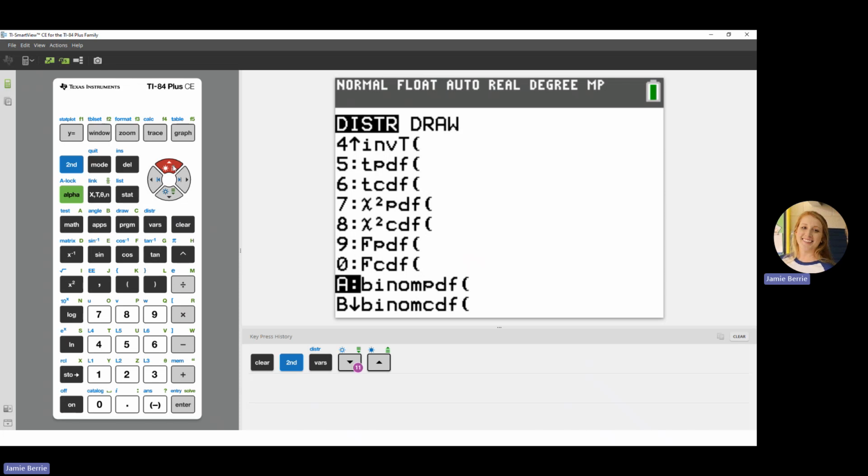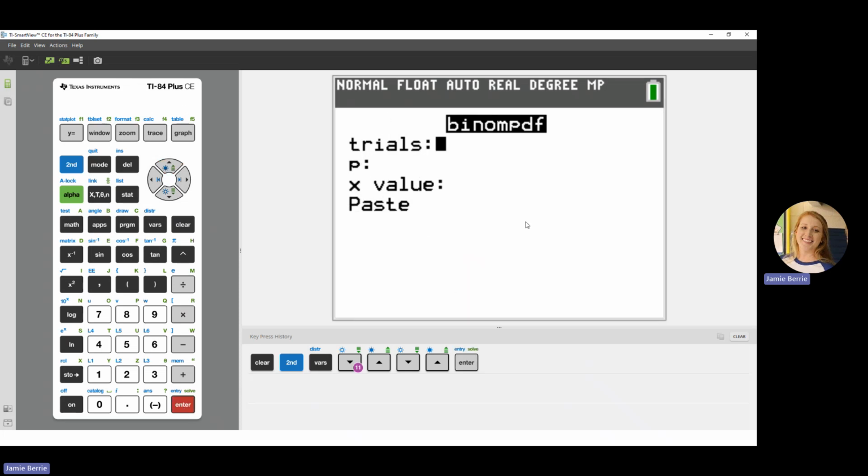We have two options, binom PDF and binom CDF. Let's talk about what the difference is and when you're going to use each. But before we get into that, let me just show you what it looks like when you click on one of these. This is a TI-84 that I'm emulating here on the screen. It'll ask you for three things: the number of trials, something called P, and an X value. Trials is the number of trials like we talked about. P is the probability of success. X is the number of successes that you're looking for.